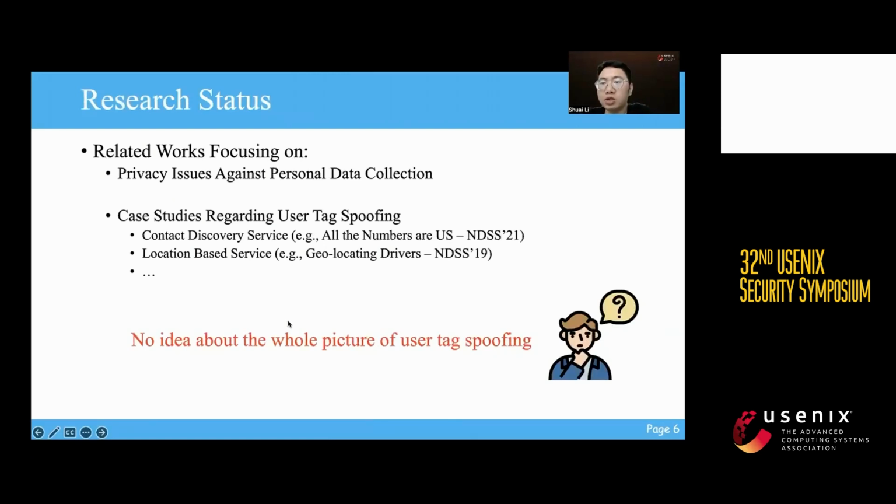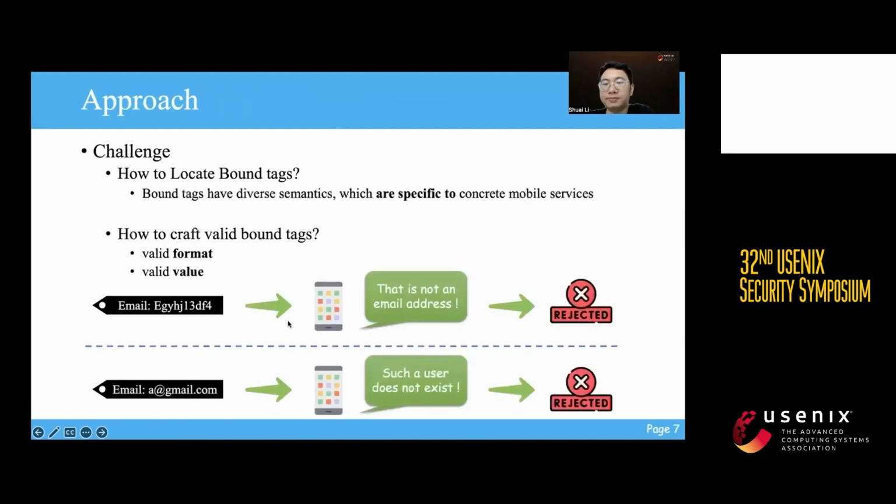Currently, academic research on mobile privacy security primarily focuses on privacy collection, with less attention given to user tag spoofing, which happens in privacy sharing. There are only a few studies that specifically address user tag sharing in certain business scenarios such as contact discovery service. However, the whole picture of user tag spoofing in the real mobile world remains unknown. In order to understand the landscape and severity of user tag spoofing, it is necessary to effectively identify the risk of user tag spoofing.